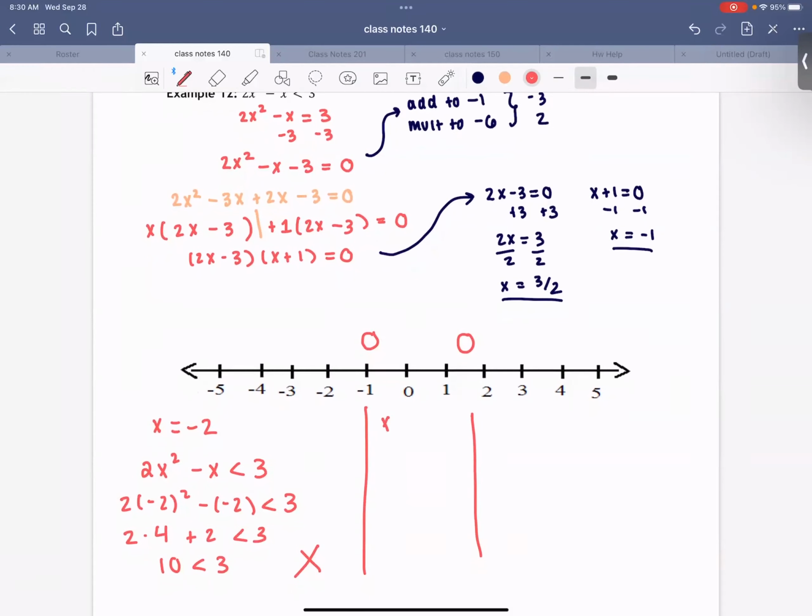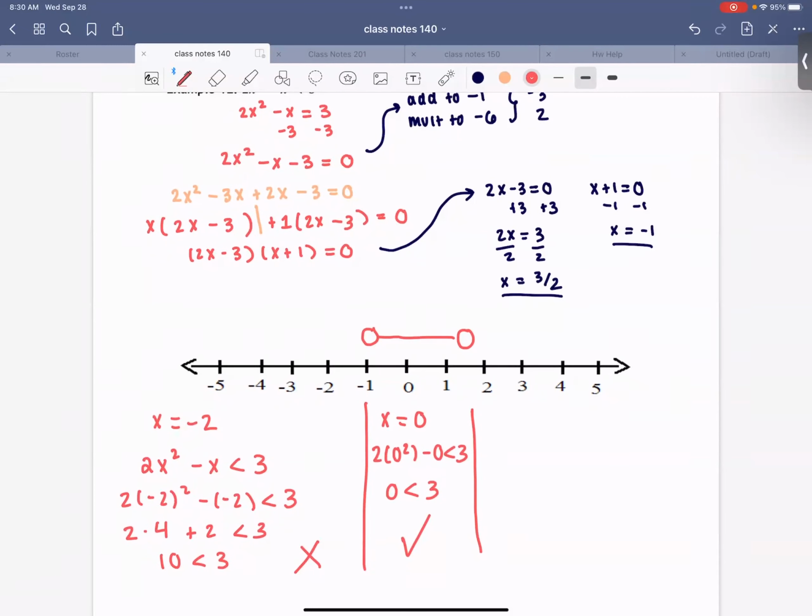Okay, give me a number between negative 1 and 3 over 2. 0 is good. That's the number I like to hear. So we have 2 times 0 squared minus 0 is less than 3. Is 0 less than 3? Yes, okay, so we can put our arrow between them.